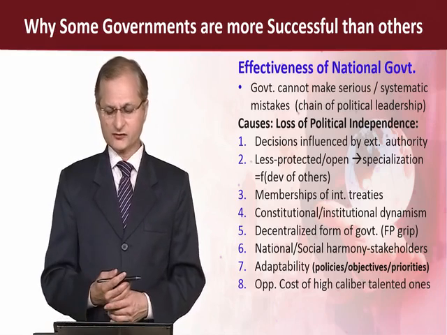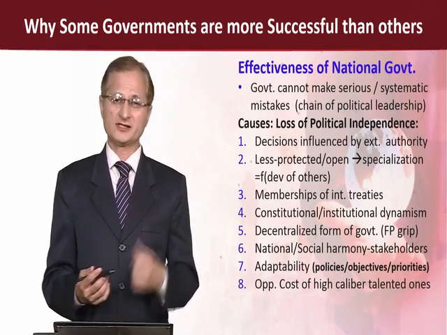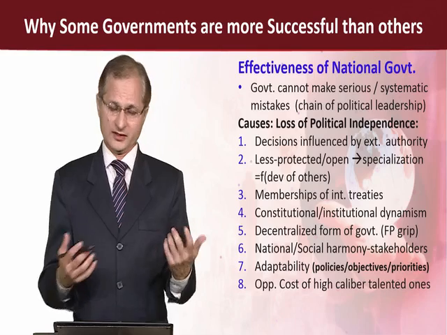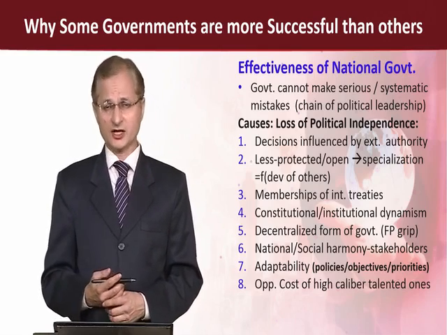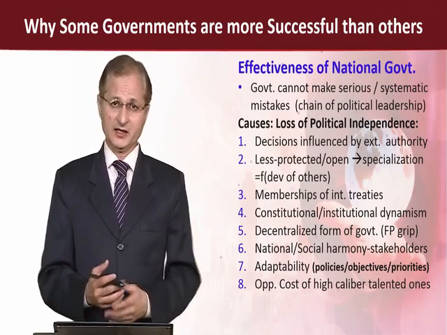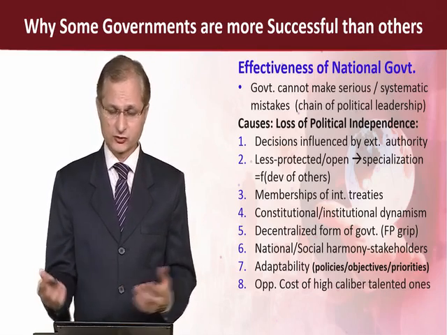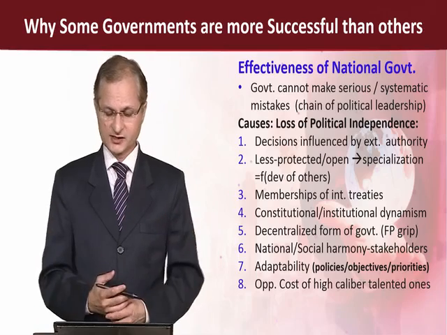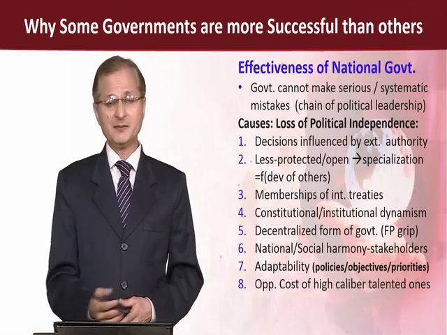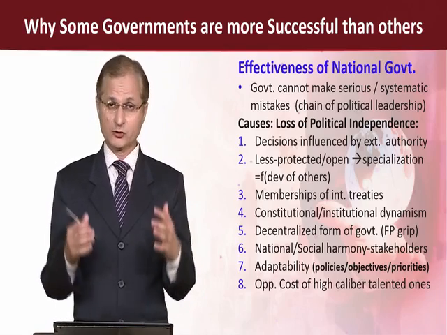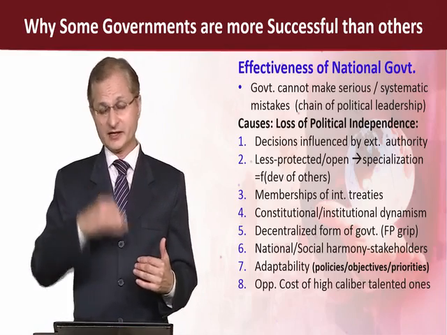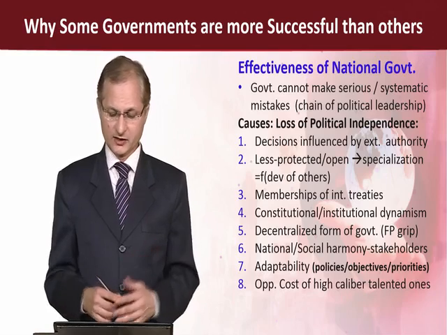Then the decentralized form of government, where your fiscal policy grip is lower, means definitely independence is low. If national and social harmony exists, independence is high, otherwise it is low. Stakeholders need to be more consistent in terms of their objectives. Adaptability must be there in terms of policies, objectives and priorities, because it is going to make sure of independence. Otherwise, definitely political independence is going to be reduced.